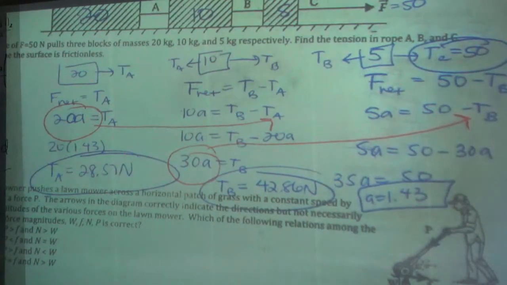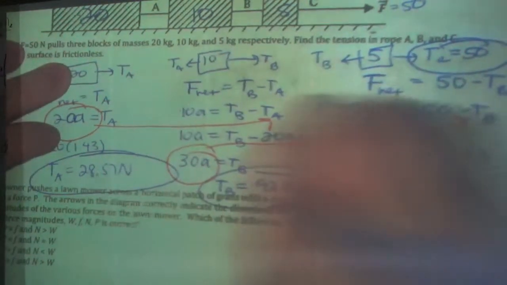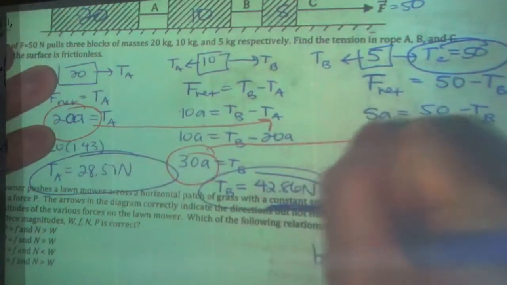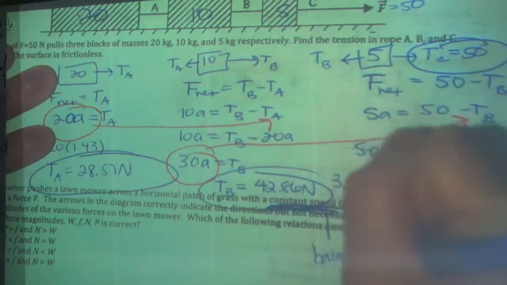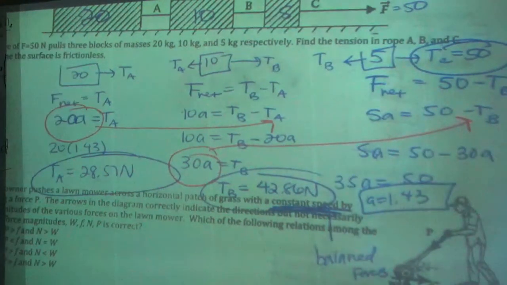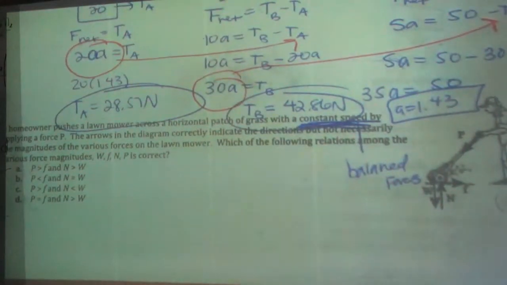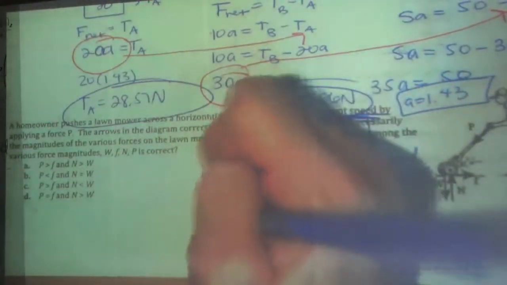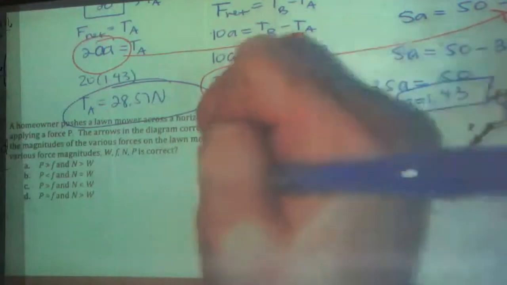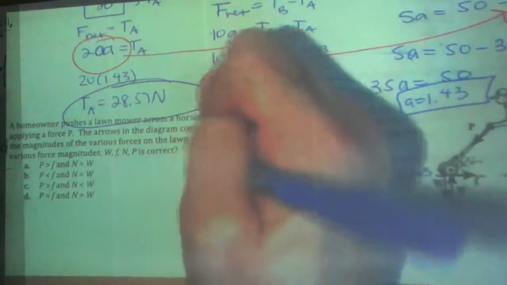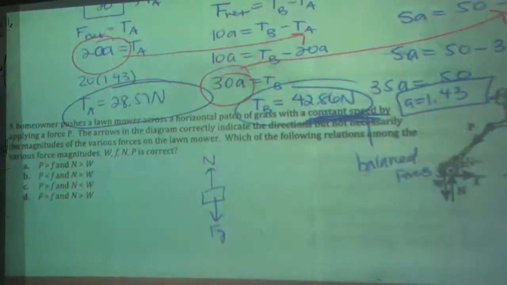For number 15, a homeowner pushes a lawnmower across a horizontal patch of grass with a constant speed. So as soon as you see constant speed, you're thinking balanced forces, right? I have kind of a funky free body diagram. I'm going to redraw this. So I've got my weight right here. I've got my normal force. I'm going to have to pause the video.